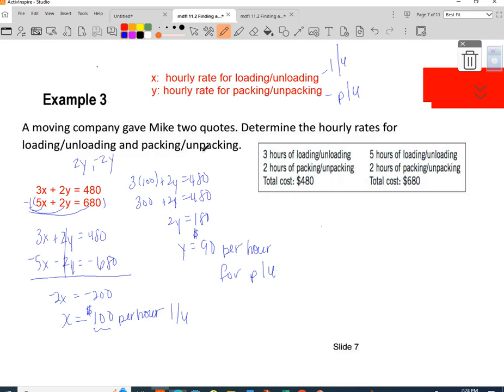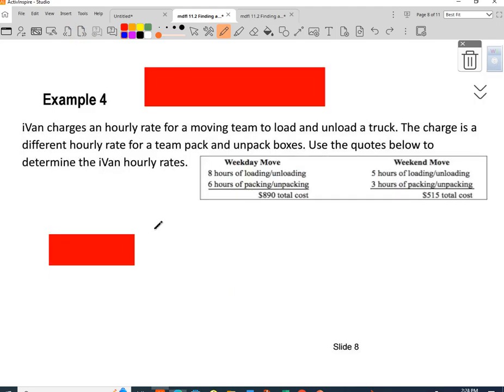Okay, remember you can pause if you need to catch up. All right, example 4. I've been charged an hourly rate for a moving team to load and unload a truck, and a different hourly rate for a team to pack and unpack boxes. Use the quotes below to determine the hourly rates, a weekday move versus a weekend move.